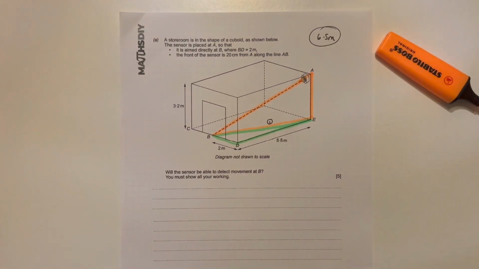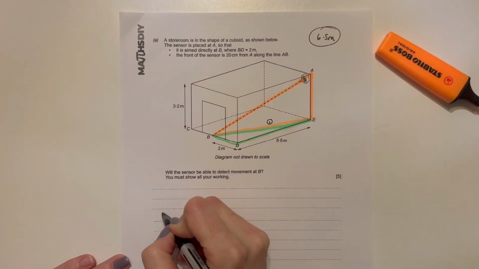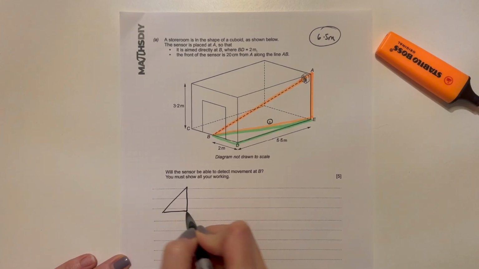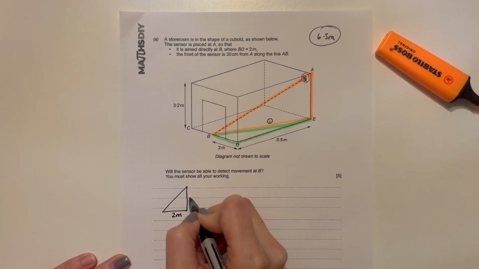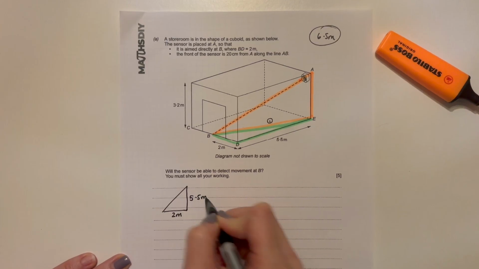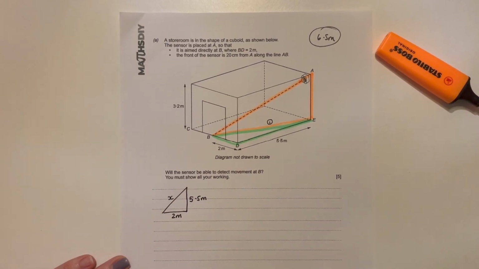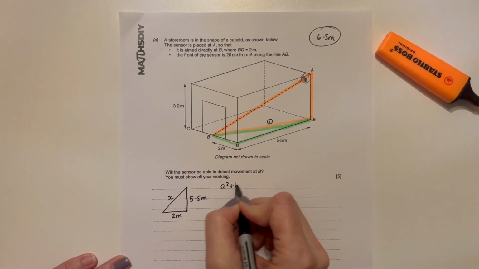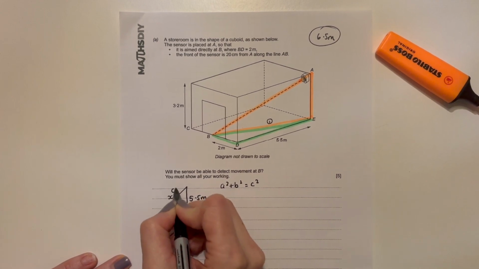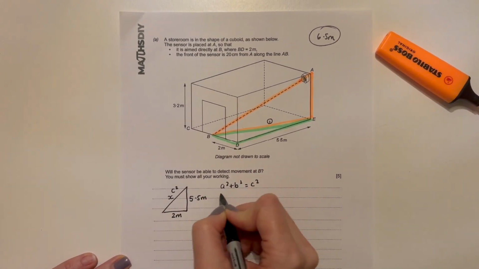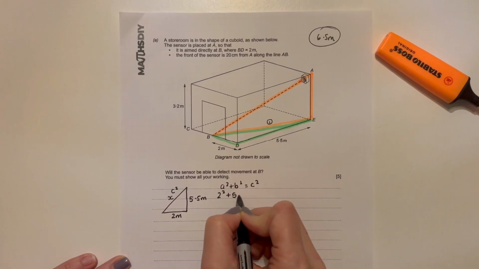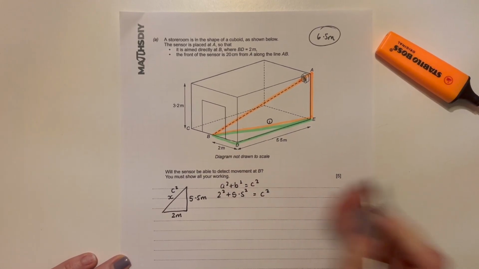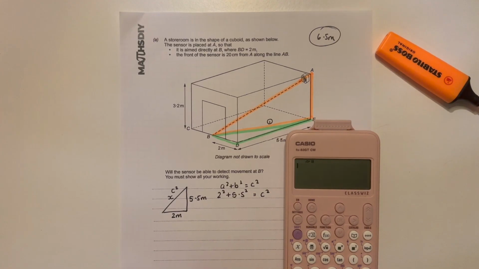Okay, so I'm going to draw it out for you so it's a bit more visual. So what we've got is a base of 2 meters, a length of 5.5 meters here, and we're going to be working out X there. Now, not drawn to scale, obviously. So we're going to use Pythagoras. So a squared plus b squared equals c squared. We know that the hypotenuse is c. So we're going to do 2 squared plus 5.5 squared equals our c squared. So 2 squared plus 5.5 squared.